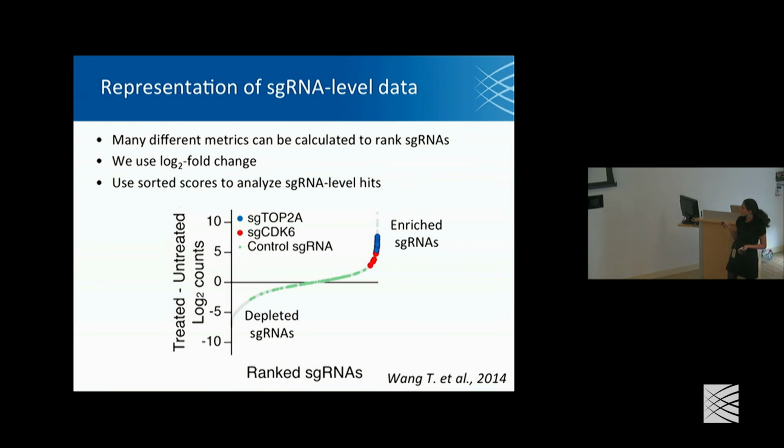And on the right, you can see all of your enriched guide RNAs, and here are your depleted guide RNAs, and in green are the control guide RNAs. So you can use guide RNA level data for the initial assessment of your library, but what you really care about are your gene level hits.